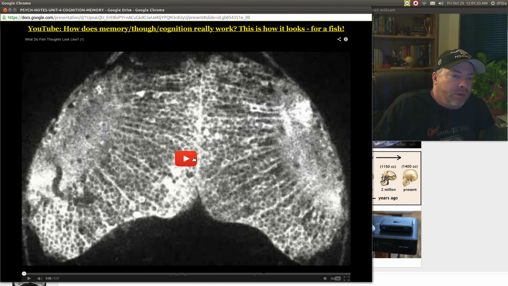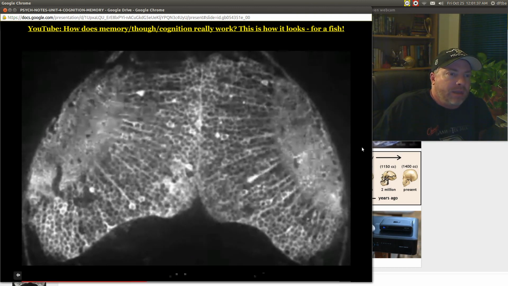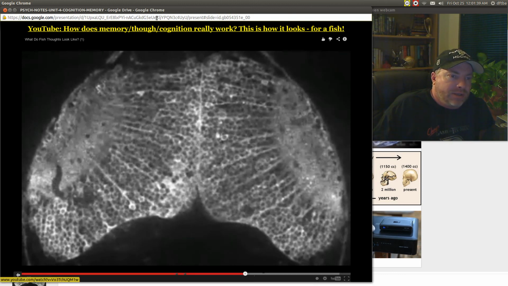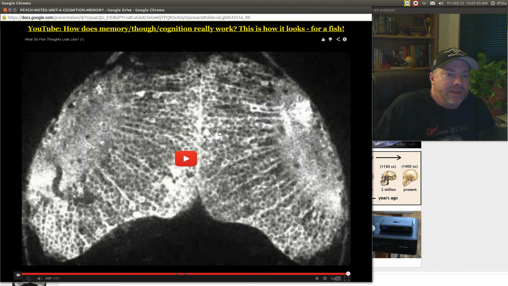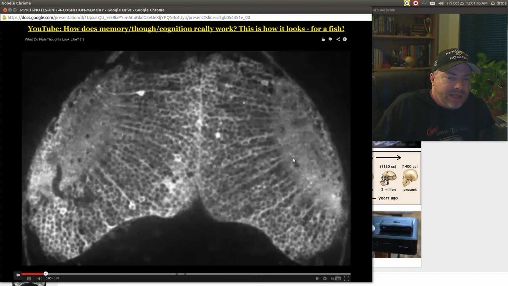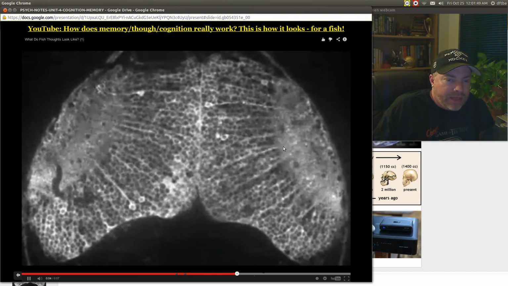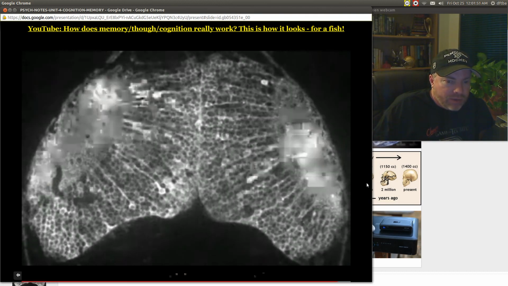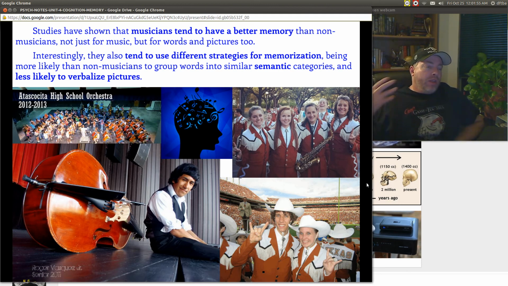This, I'm going to play it for you real quickly here, is very interesting. This is what memory, thought, and cognition really look like. This is a fish, and you can see the neurons firing, and the kind of thinking that it's doing. It's really fascinating. And that's what the human brain does too, all the connections we have.